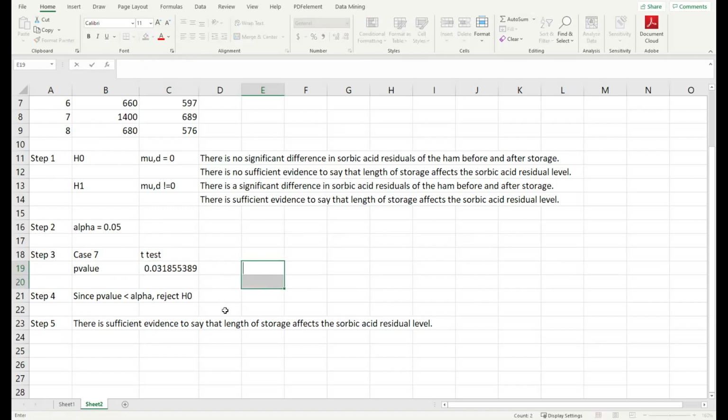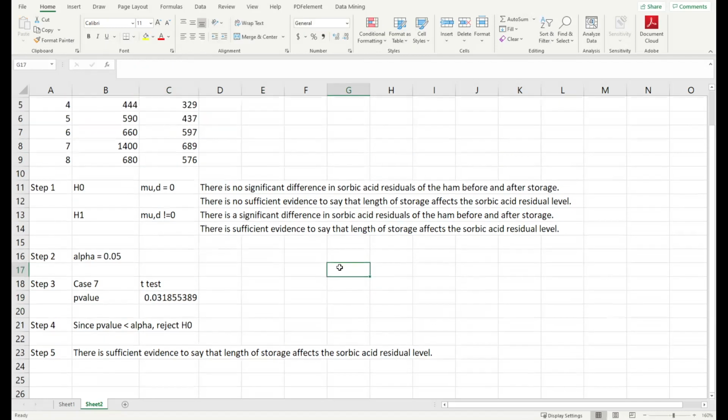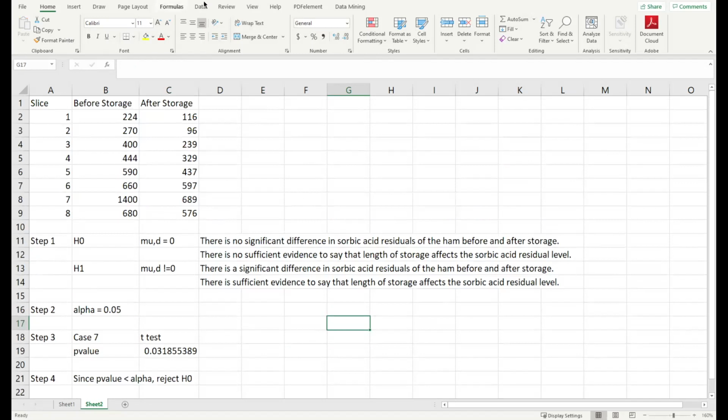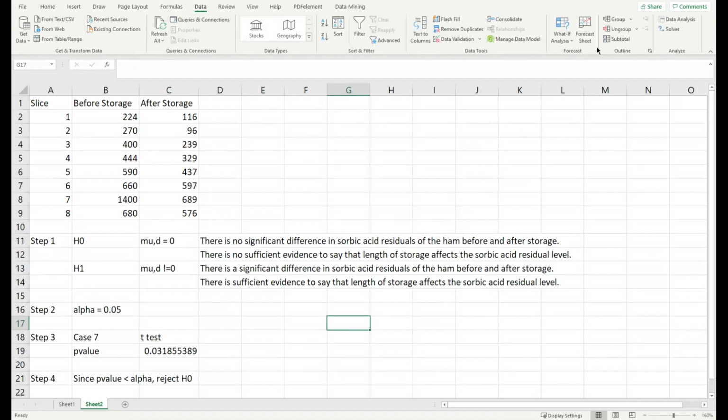So another method, hindi ko sure kung mas gusto nyo tong method na to. Pero you can do, ito data. Data ulit tayo, data. Tapos data analysis tool pack dito.